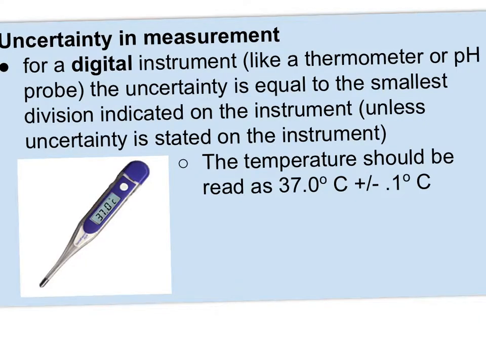For a digital instrument, like most of our thermometers and our pH probes, the uncertainty is equal to the smallest division indicated on the instrument, unless the uncertainty is specifically stated on the instrument. So for this particular thermometer, I can see that it's measuring 37.0 degrees Celsius, so I would express the uncertainty as plus or minus 0.1.